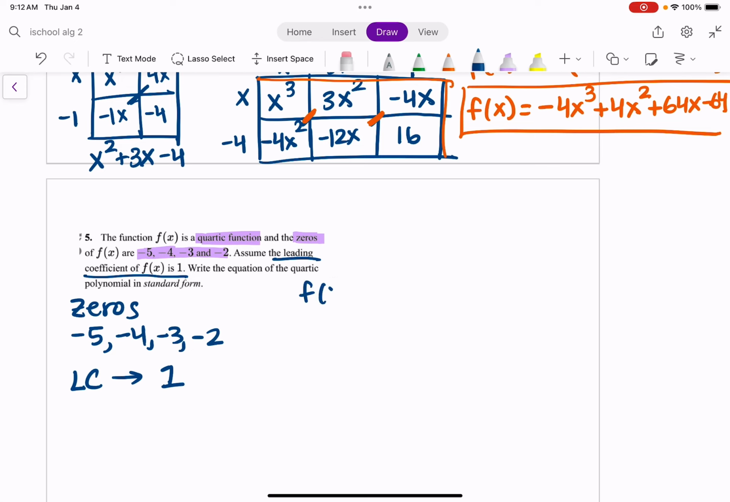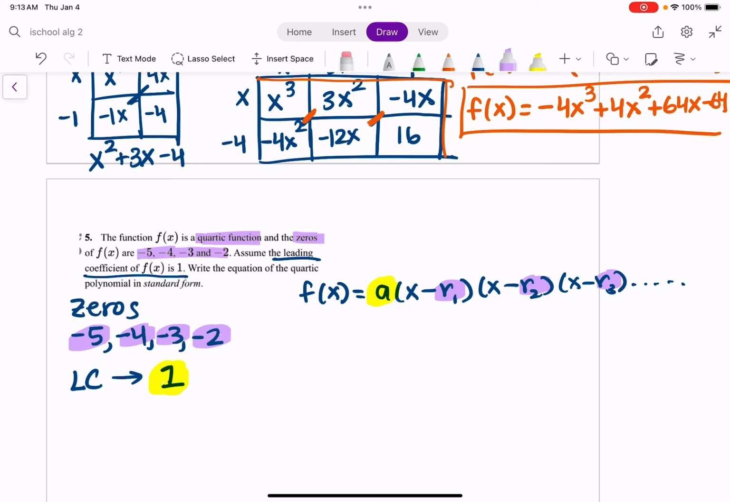So when I'm looking at my general form, again, you don't have to write this out so many times. I'm just writing it so we can see it. I now know my A. My A is 1, and I know my zeros, right?